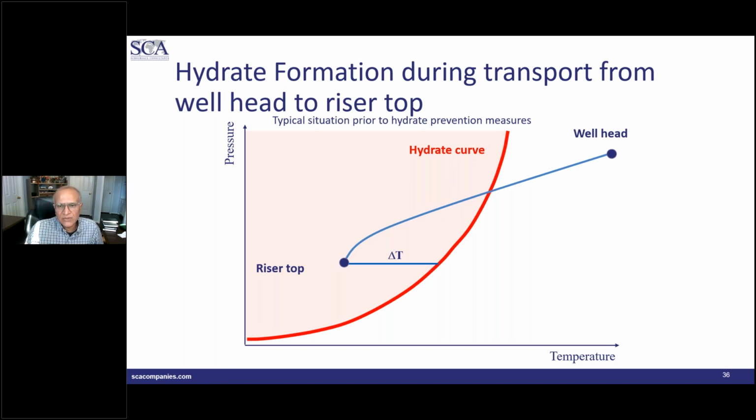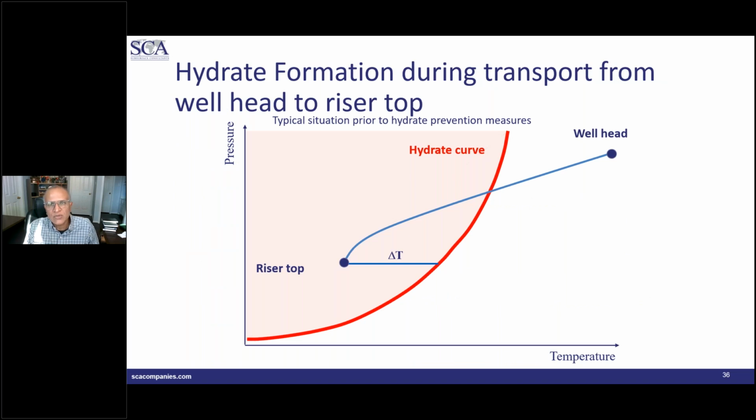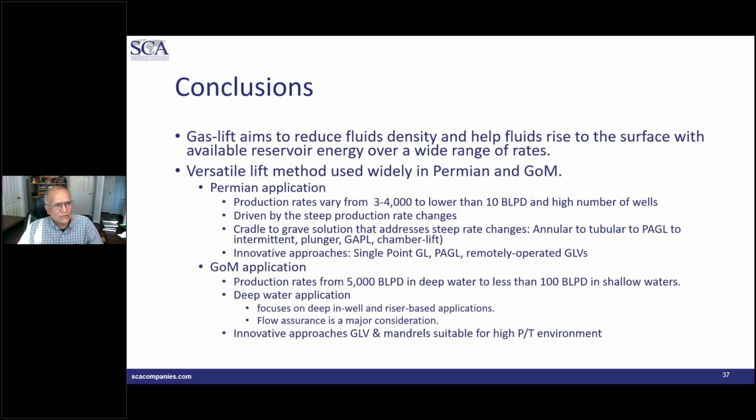As a result, typically when you're developing gas lift, the entire project can take multiple years of effort, unlike the Permian type of gas lift, which can be done in less than a month or so. So in conclusion, gas lift typically reduces the fluid density and helps fluid rise to the surface with available reservoir energy. It's a versatile lift method used very widely in the Permian as well as the Gulf of Mexico.